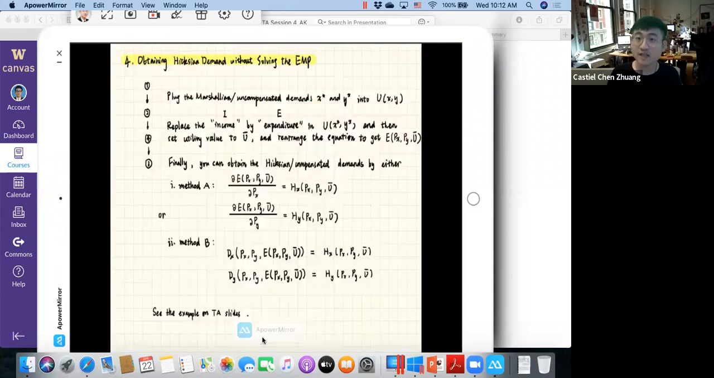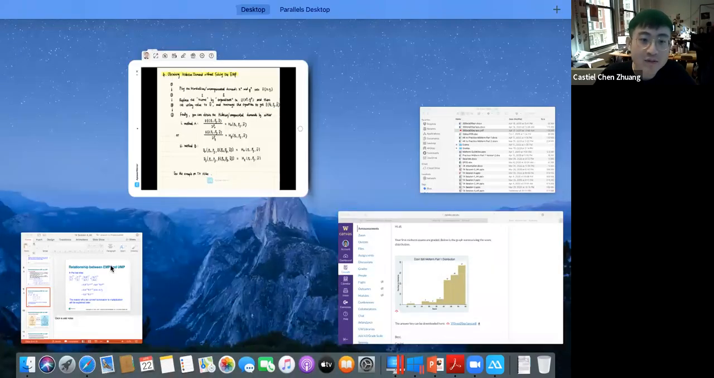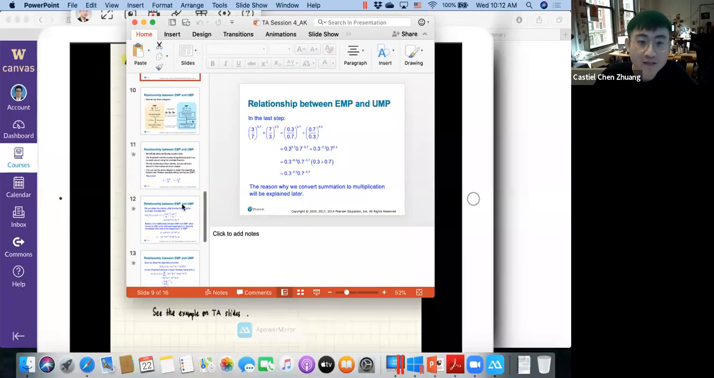Shephard's lemma tells us that when you take the partial derivative of the expenditure function with respect to the price of X, for example, you get the Hicksian demand for X. And when you take the partial derivative of the expenditure function with respect to the price of Y, you get the Hicksian demand for Y. Let's take a look at the example that I gave you in the slides.